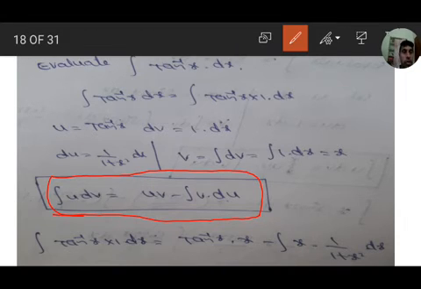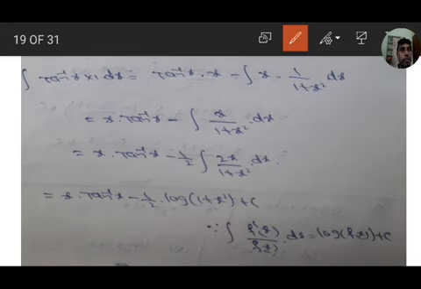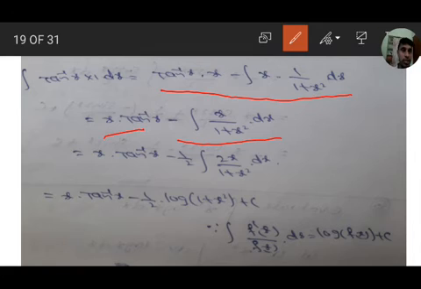Substitute in this one. We get integration of tan inverse x into 1 into dx equal to u, which means tan inverse x, times v, which is x, minus integration of x into du, where du means 1 by 1 plus x square dx. So x into tan inverse x minus integration x by 1 plus x square dx. So x into tan inverse x as it is.